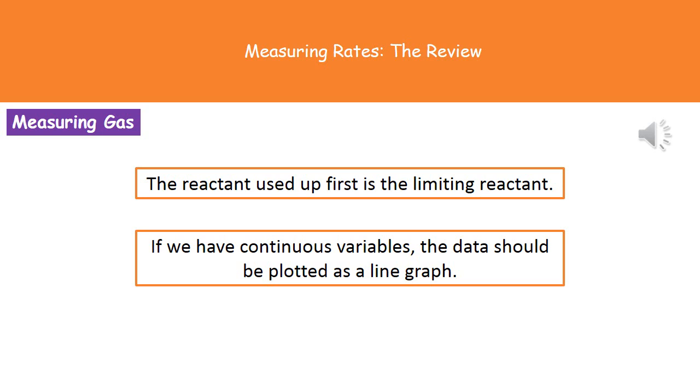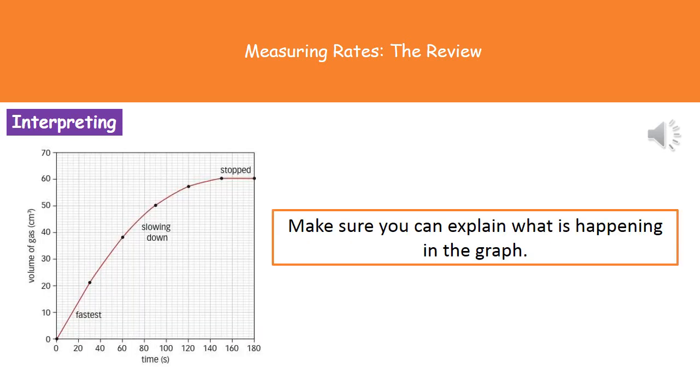Now when we're considering what to do with the data we collect from these experiments, the key thing to think about is how we can present the data in terms of a graph. If we're referring to continuous data, so things like the time and the volume of gas, then because they're continuous, we should use a line graph. The other type of question we might well get on our exam paper is that you'll be given an actual graph of experiment results like the one on the slide here.